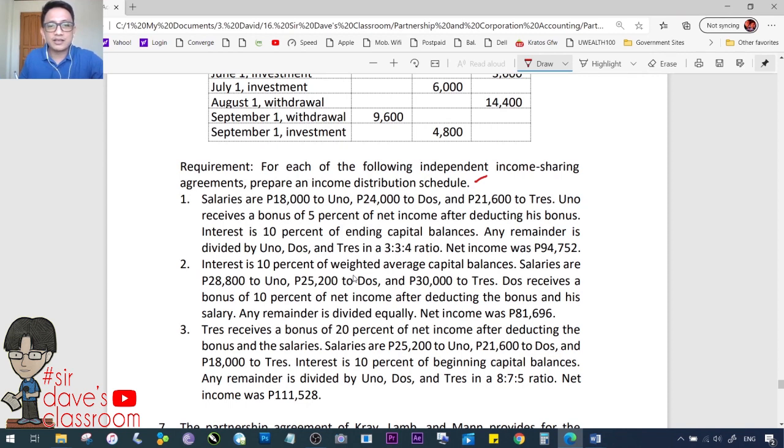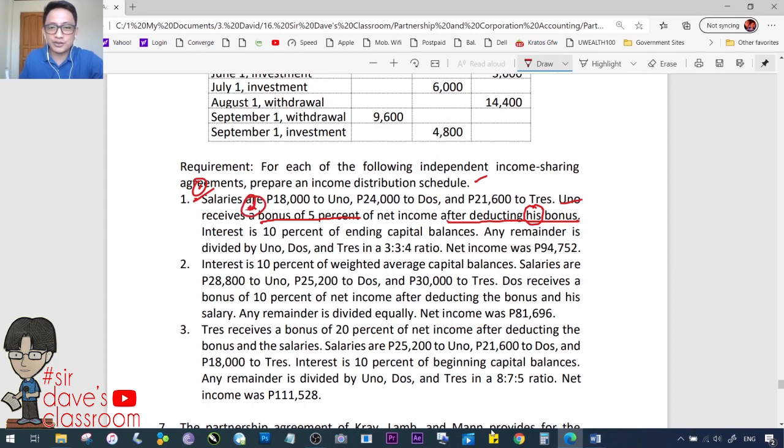Number 1, salaries are 18,000 to 1 and 24,000 to 2 and 21,600 to 3. 1 receives, so may salary provision, number 1. A bonus of 5%, sino daw? Si 1. Of net income after deducting his, take note, his bonus of 5%. Okay? Mga ganyan, ingat ka kasi baka salary tinutukoy. Madami silang may salary. Sabi, his salary lang. Okay? Hindi total salary. So, you should be aware. You should be alert. So, may bonus provision.